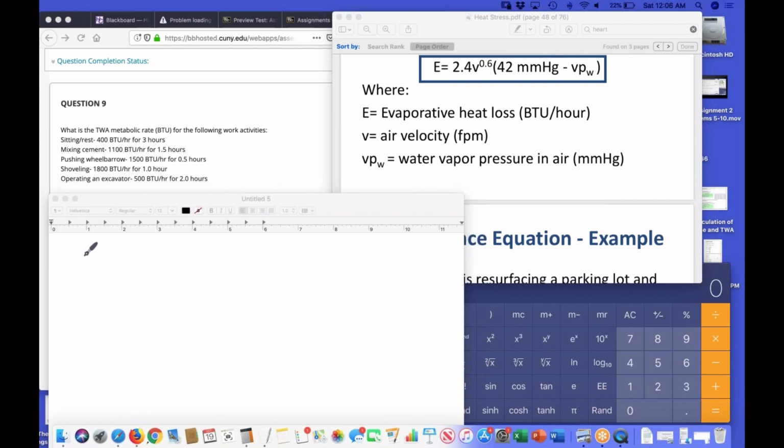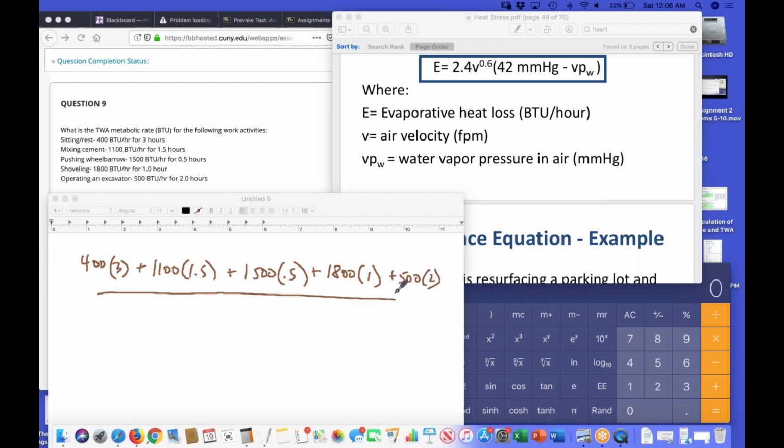So it's going to be 400 times 3 plus 1100 times 1.5 plus 1500 times 0.5 plus 1800 times 1 plus 500 times 2, and all of that is over the total number of hours, 3, 1.5, 0.5, 1, and 2, which is 8 hours total. So let's take our calculator out and see where we wind up.